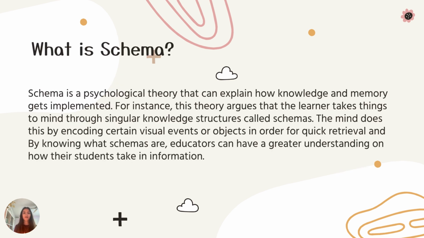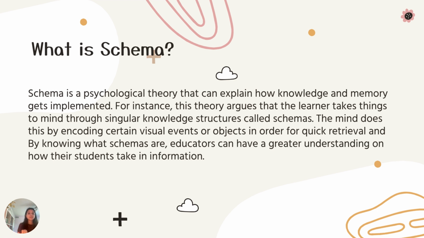So in order to talk about how one can encode schema, we first have to talk about what is schema. And schema is a philosophical theory that got implemented after Piaget's theory. It was around the same time period as that and a little bit after. So, schema is a philosophical theory that can explain how knowledge and memory get implemented, and this is visually.